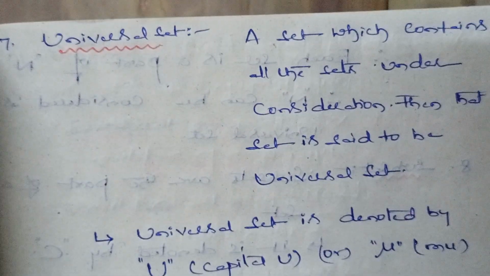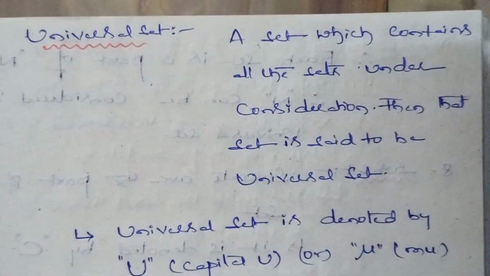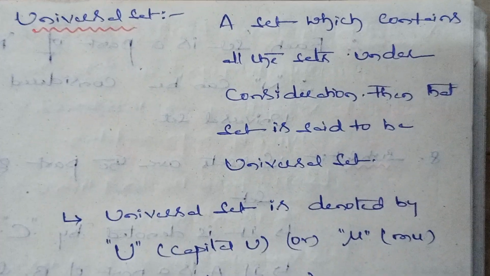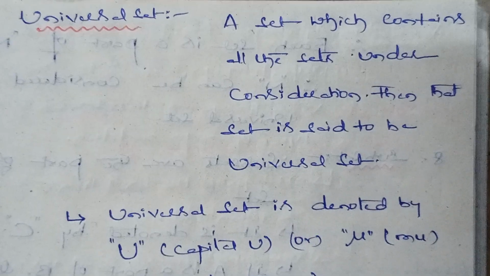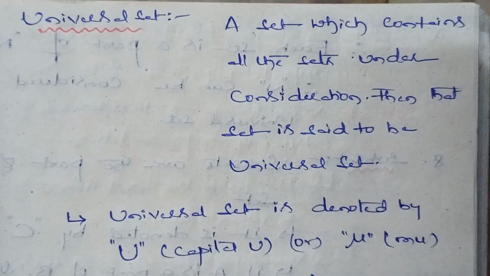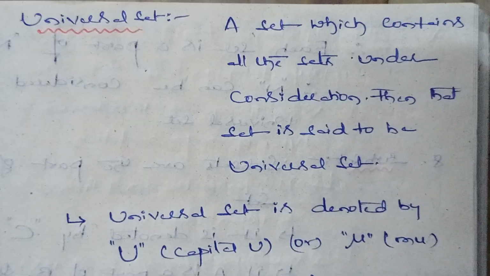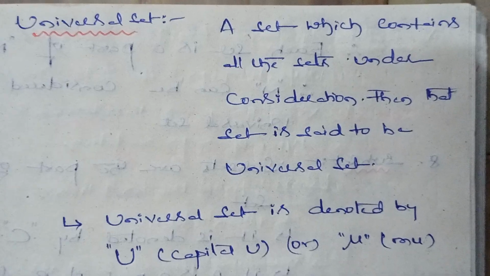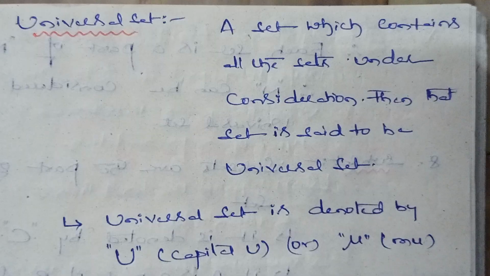Then what is a universal set? A set which contains all the sets under consideration is said to be the universal set. See, students, if you are considering your house, it depends on the situation. We cannot always take the universe, right? So depending on the situation, the universal set can be considered.